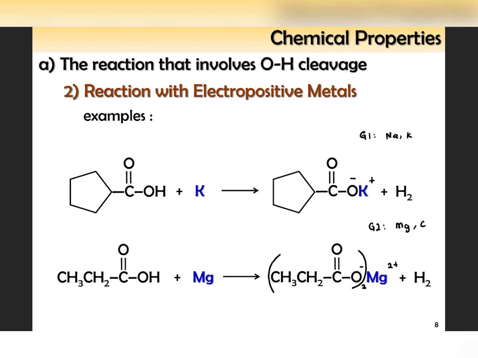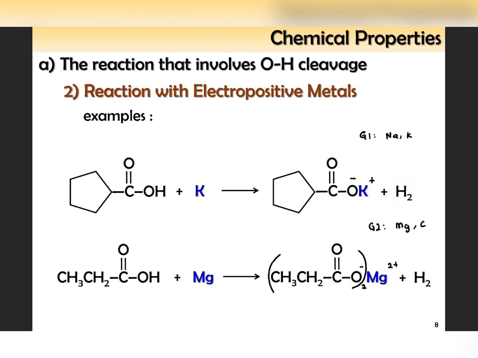So let's say you have carboxylic acid. Apa yang akan berubah? This part dia akan jadi K+O-. So macam ni lah produk kamu. And this case kamu akan just release H2 gas as the side product.